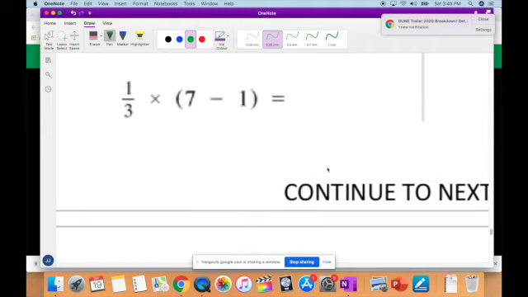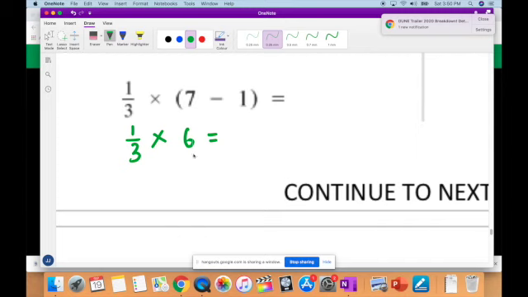So this one, Ariel, real quick, what to do first? So the brackets first will mean what? 7 minus 1 is 6. So I now have a third multiplied by 6, which will give me what? 1/3 multiplied by 7 minus 1 is 6. So what's a third multiplied by 6? Can't remember how to do them thing? Do I get 3? No.